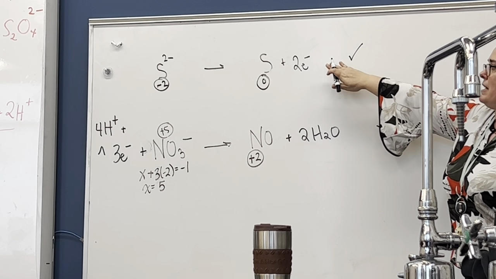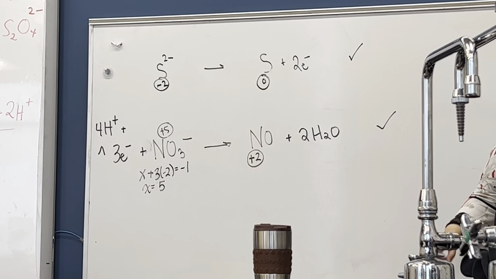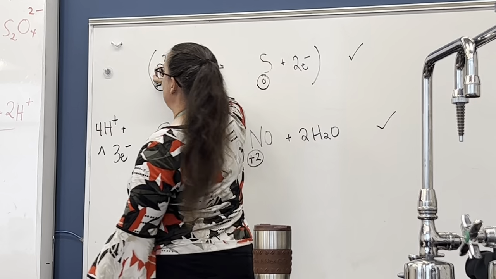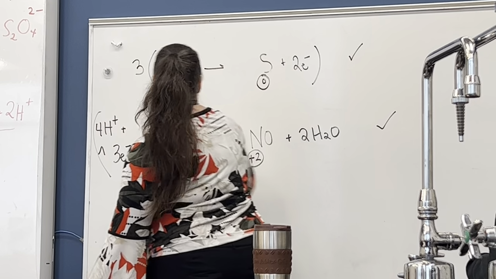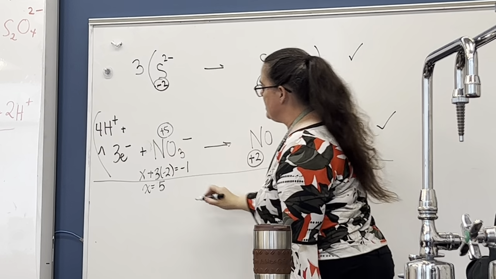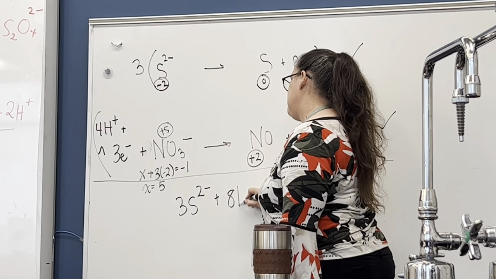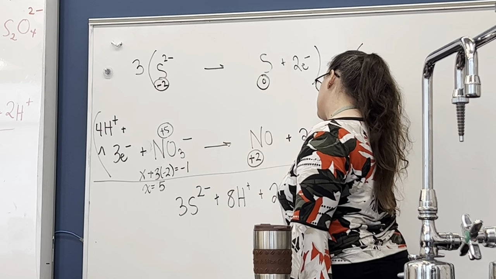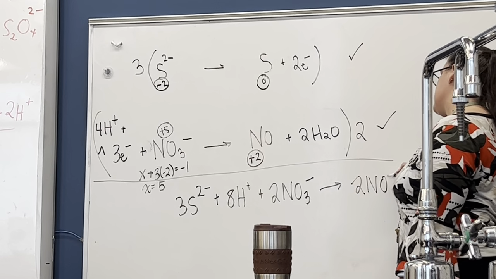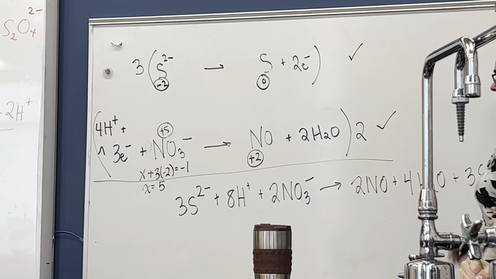Now, if these 2 numbers of electrons are not equal, that's when I need to do the lowest common multiple. The lowest common multiple of 2 and 3 is 6. I've got to multiply the top reaction by 3. I've got to multiply the bottom reaction by 2. And that's when I add them together. I'm going to get 3 sulfides, 8 H pluses, 2 nitrates, forming 2 nitrogen monoxides, 4 waters, and 3 sulfurs.